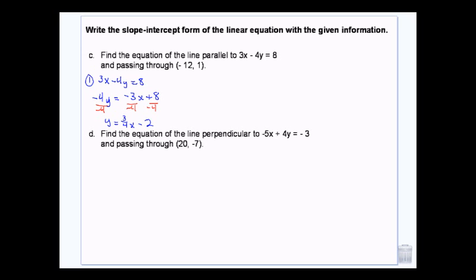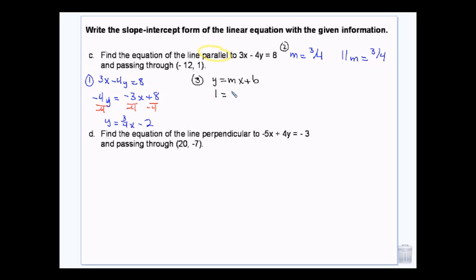Now, I'm looking for parallel slope. So if m is 3/4, parallel m is also 3/4. So that was step 2. And then I'm going to take this slope and this point and use those to find b.